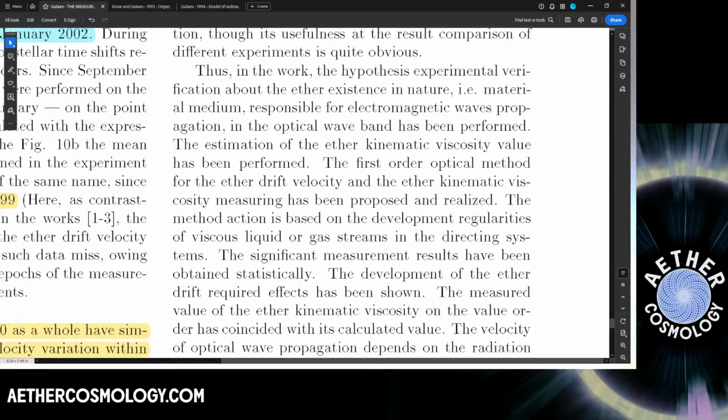All right, so the medium which is responsible for waves to propagate in the optical waveband has been performed. The estimation of the ether kinematic viscosity value has been performed. The first order optical method for the ether drift velocity and the ether kinematic viscosity measuring has been proposed and realized. The method action is based on the development regularities of viscous liquid or gas streams in the directing systems.